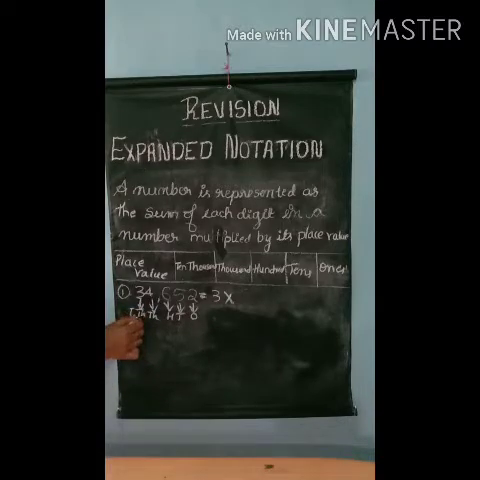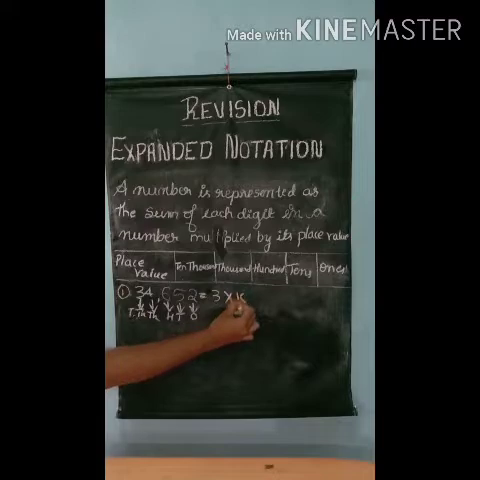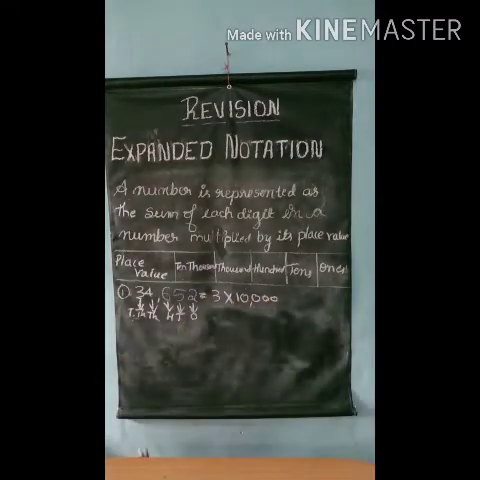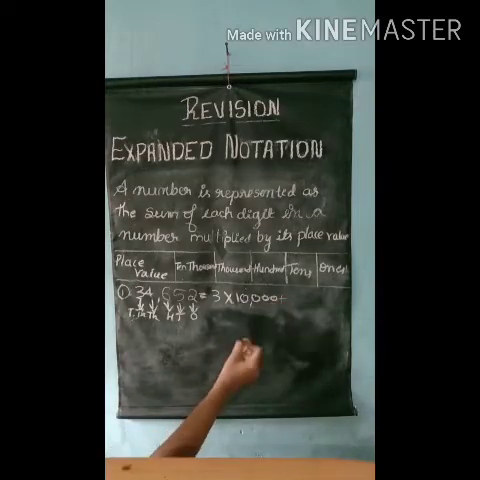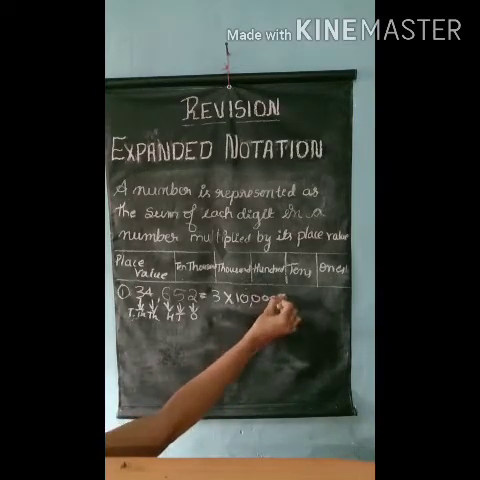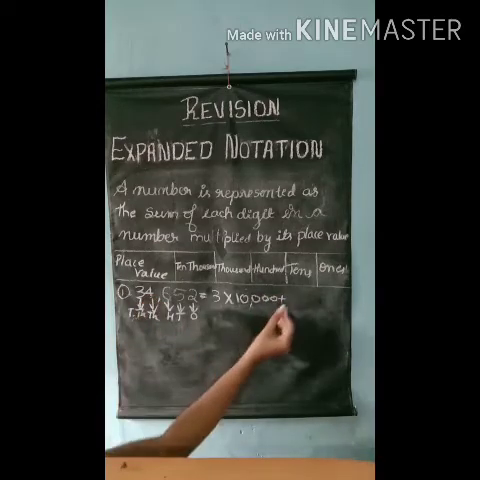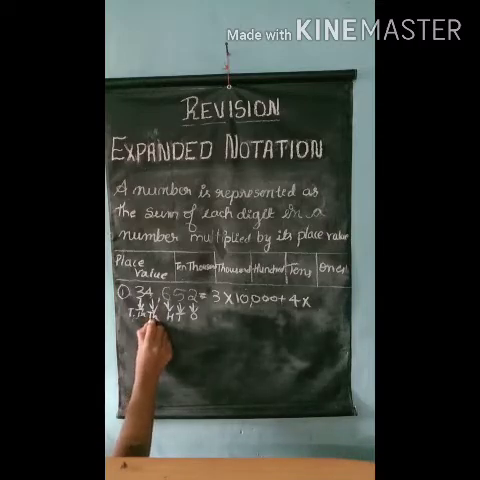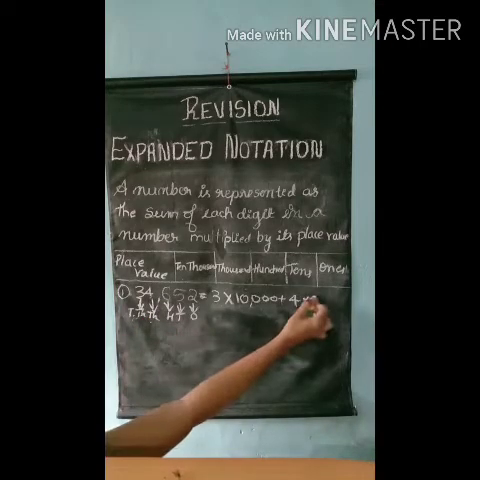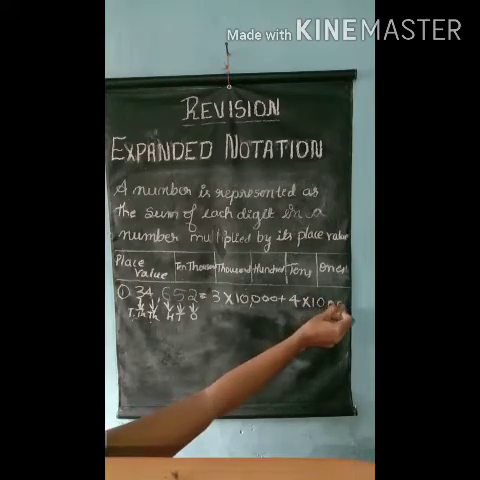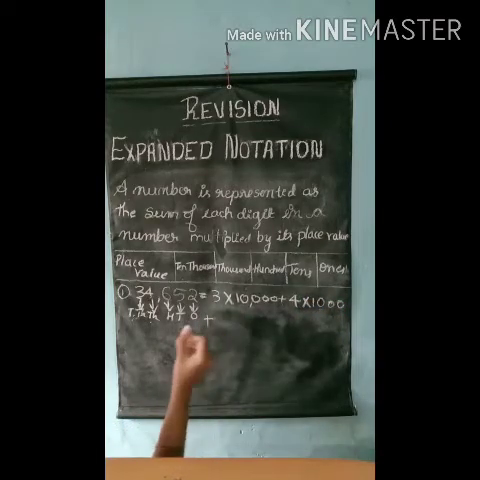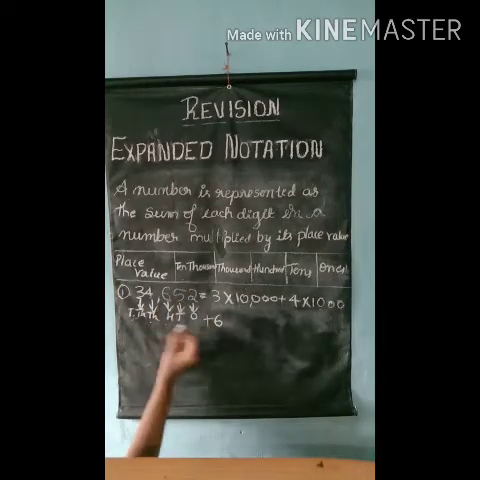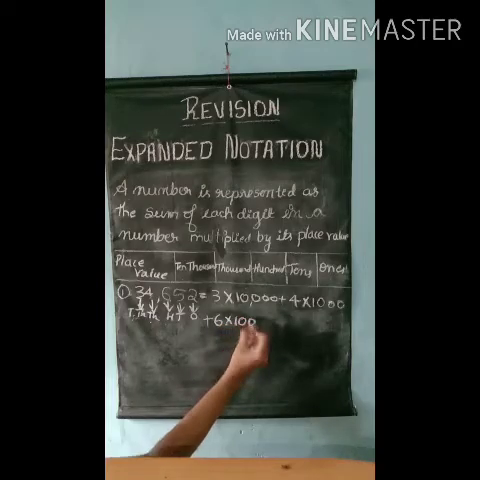So 3 in the 10,000 position. So 3 multiplied by 10,000 plus the next number. Next number is a 4. 4 is multiplied by its position. 4 in which position here? 4 in 1000 position. So 4 multiplied by 1000 plus next one is a 6. 6 in which position here? 6 in 100 position. So 6 multiplied by 100.